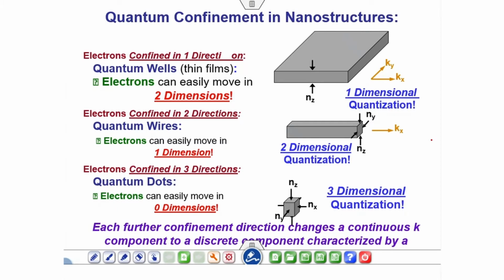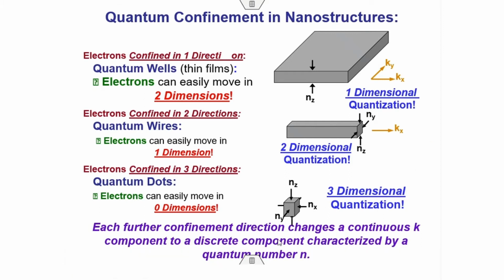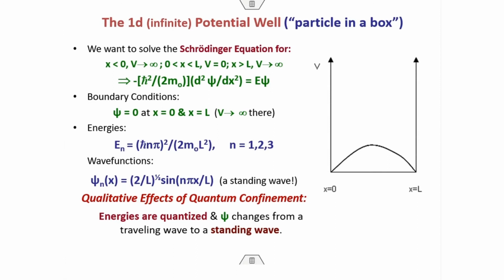So each further confinement direction changes a continuous component of k to a discrete component of k by quantum number n. How is it so? Well, let us consider the particle in a box problem.